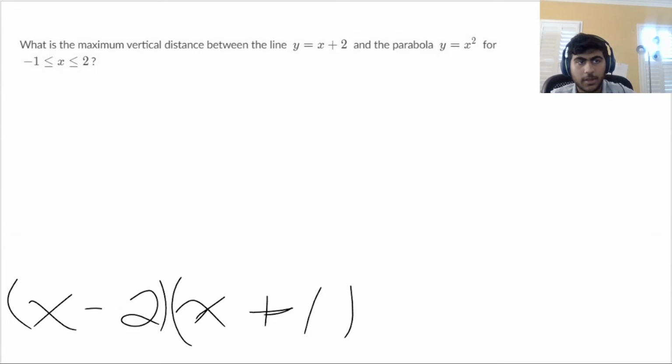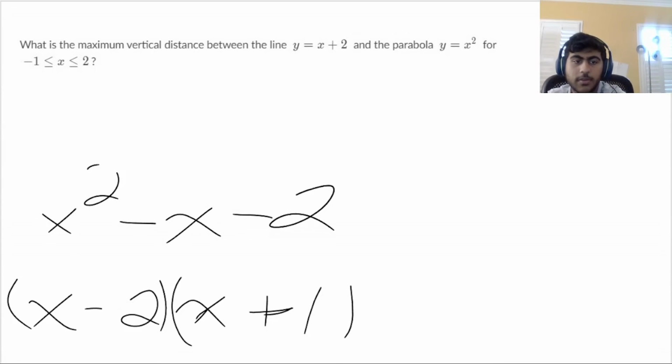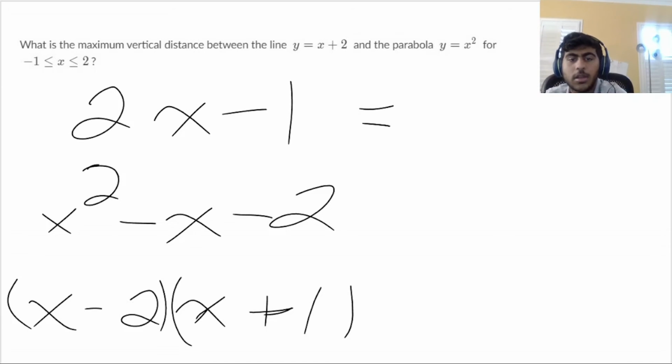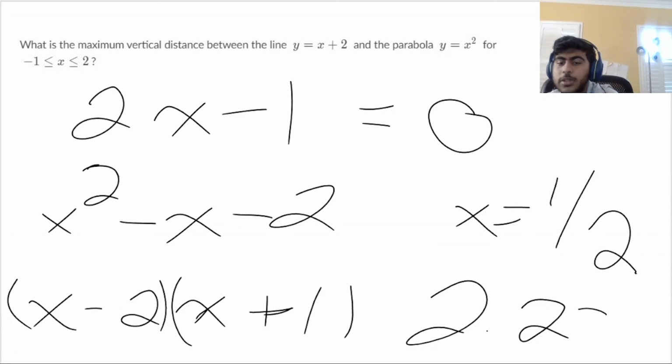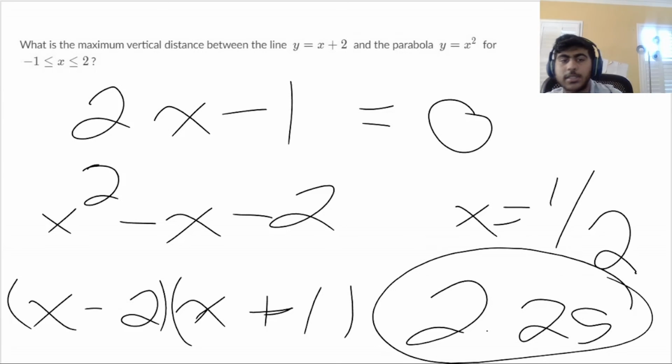Now we just take the derivative of this function we found, right? The x squared minus x minus 2, the derivative, and we end up with 2x minus 1, which equals 0, so x is 1/2. And then when we plug that in there, we see that that distance is going to be, let's see, 1/4 versus 2.5, so it's going to be 2.25. That is our maximum vertical distance.